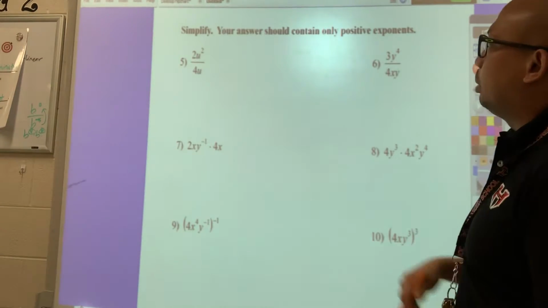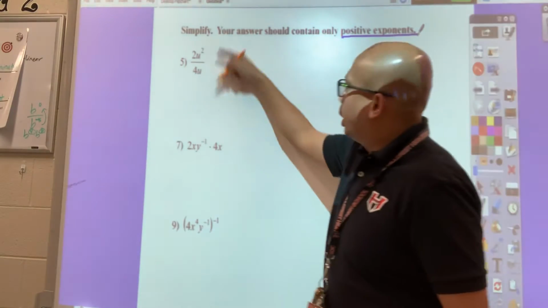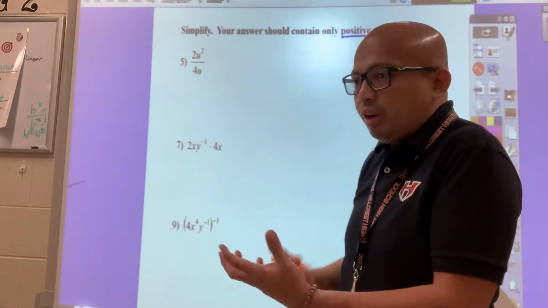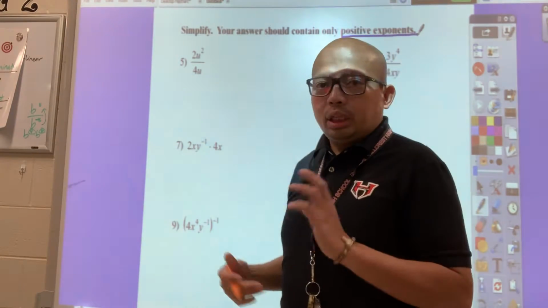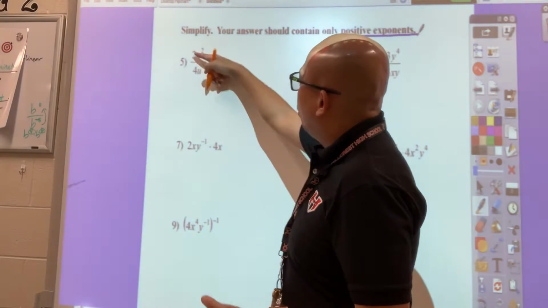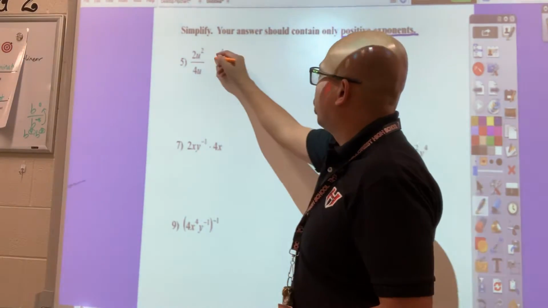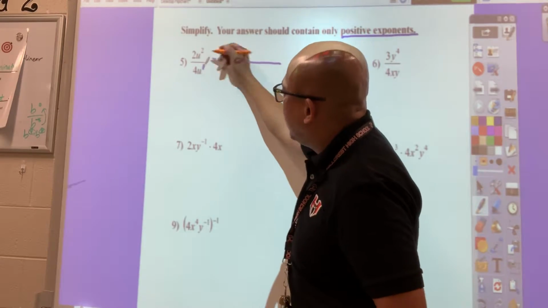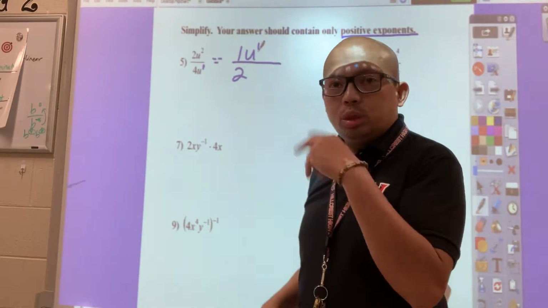Now here, simplify, your answer should contain only positive exponents, okay? So again, when you're dividing two things with exponents, you subtract the exponents, okay? Make sure you remember to keep your exponents positive. What's 2 over 4? 2 and 4 are not exponents, but coefficients. So 2 over 4, we know the simplified form is 1/2. For x squared over x to the 1, you subtract 2 minus 1, that gives you x to the 1. You keep it up because 2 is bigger than 1.